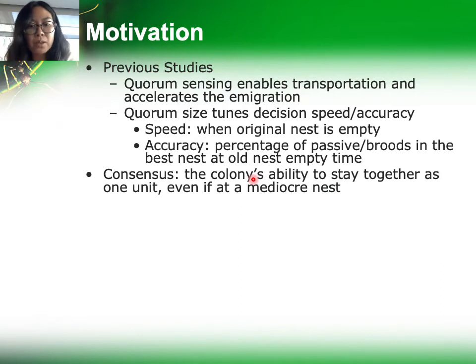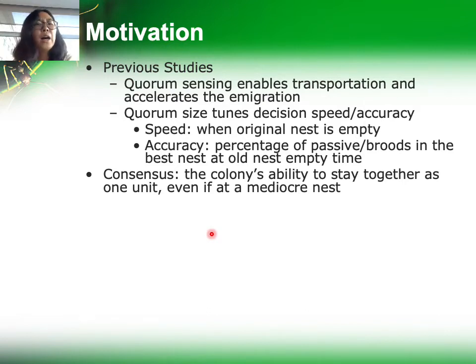However, today we'll focus on this consensus metric, which is slightly different from the accuracy metric. Consensus measures the colony's ability to stay together as one contiguous unit, even if not at the best nest, but rather at a mediocre nest. That's acceptable too for the consensus metric.